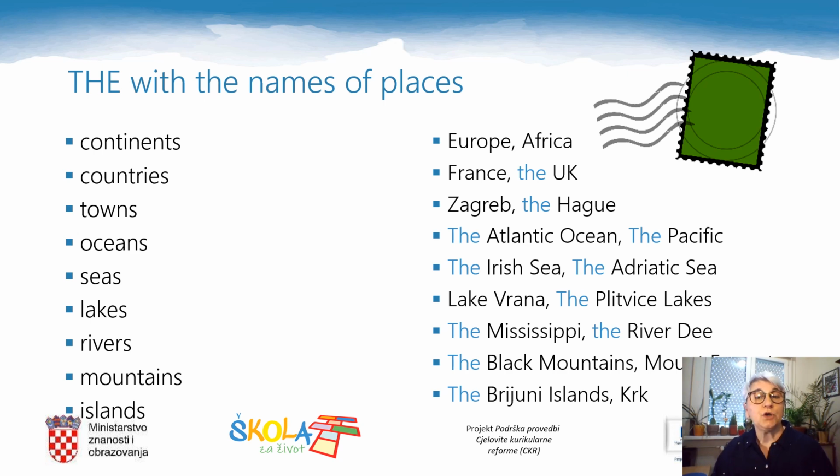Oceans always go with the article, the Atlantic Ocean, the Pacific Ocean. Seas too, the Irish Sea, the Adriatic Sea. Lakes, when there is only one lake, like Lake Vrana in Croatia, there is no article. But when there is a group of lakes, like the Plitvice Lakes, please don't forget the article. Rivers always go with the article. The Mississippi, the River Dee in Wales.